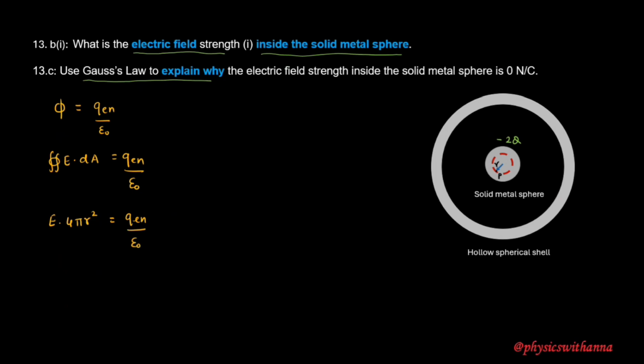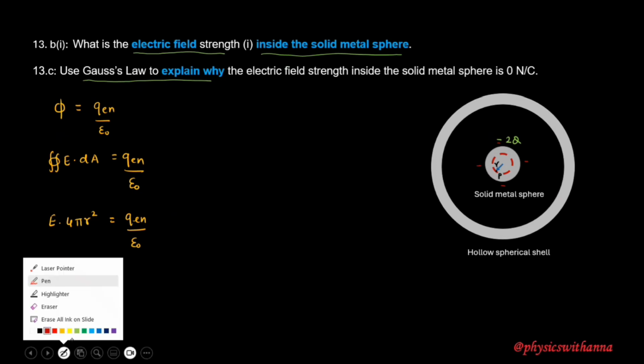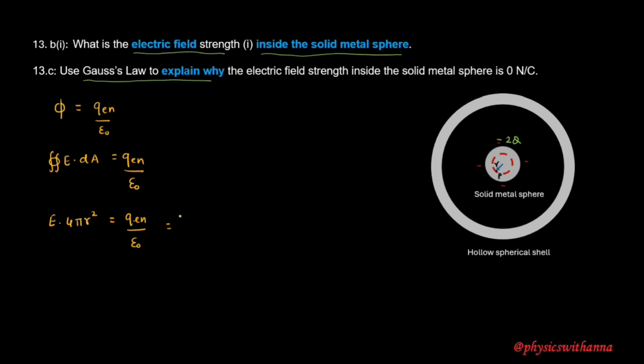Now, for a conducting sphere, in order to minimize the electrostatic repulsion between charges inside the sphere, any excess charge which is present is always accumulated on the surface of the sphere. So the excess charge of negative 2q here is accumulated only at the surface of the sphere. The net charge inside the sphere is always equal to 0. So the net charge inside my Gaussian surface is 0, as all of the excess charge is on the surface. So the charge enclosed in this situation is equal to 0.